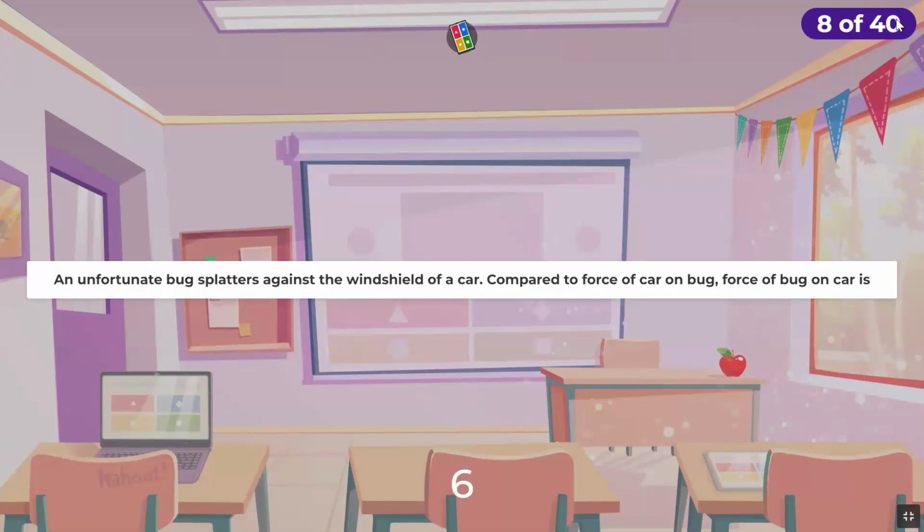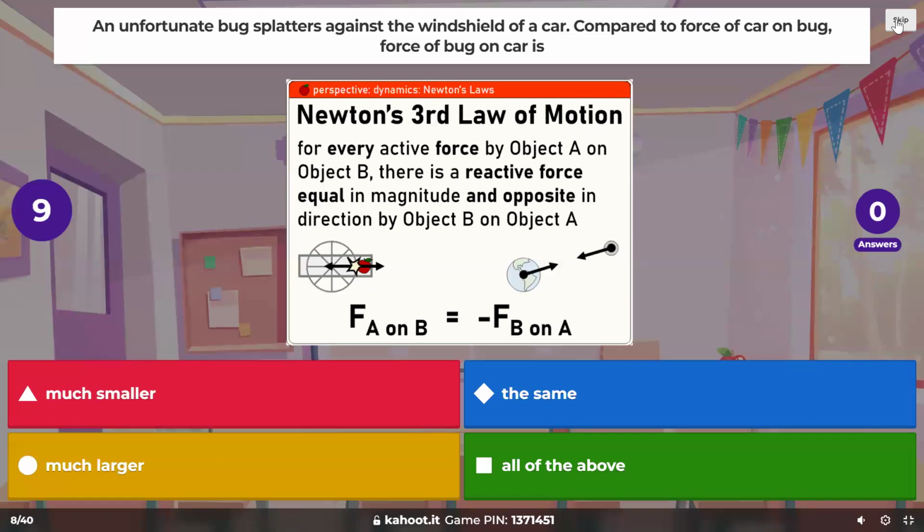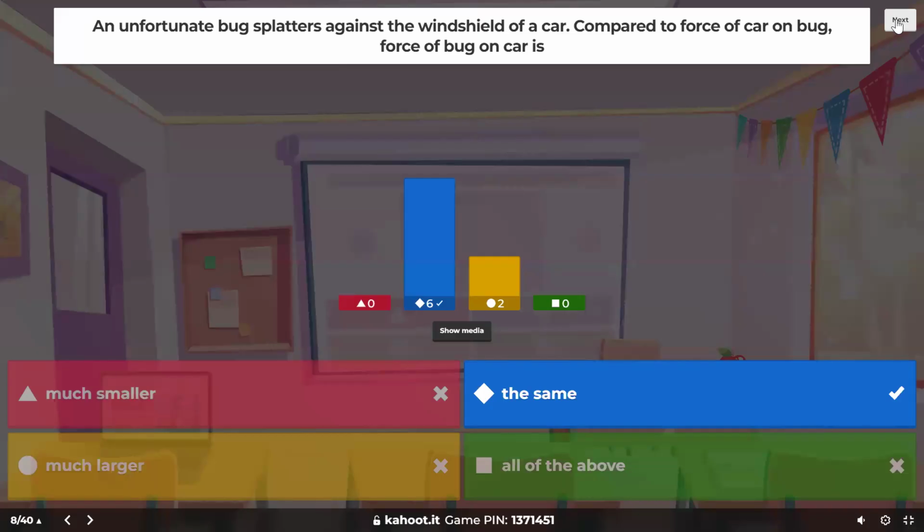An unfortunate bug splatters against the windshield of a car. Compared to the force of the car on the bug, the force of the bug on the car is the same. So that's Newton's third law again. It's the same force.